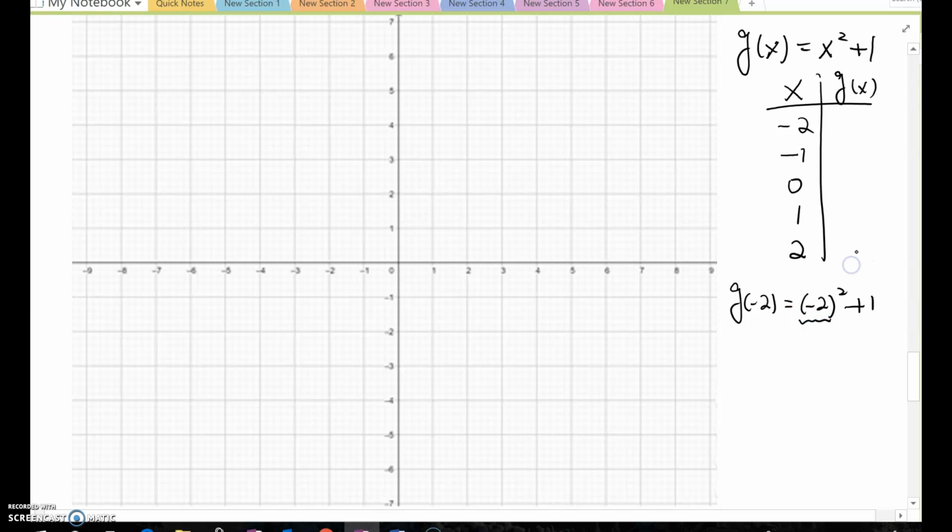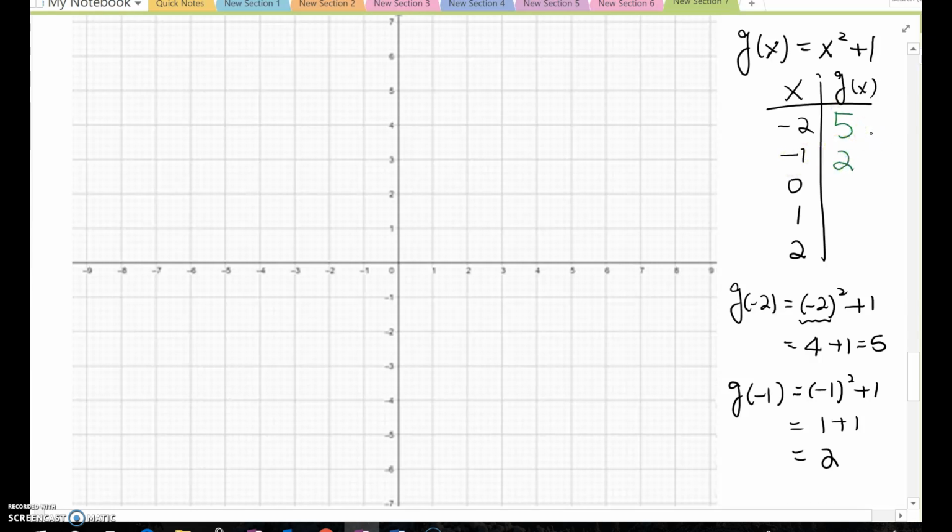What is (-2) squared? Which is 4, so plus 1 becomes 5, right? So let's find another one. So g(-1), then this becomes (-1) squared plus 1, so it becomes 1 plus 1, so equals 2. So in this case, for -2 the output is 5, for -1 it is 2. You do all the similar procedure, then you will get 1, 2, and 5 here.